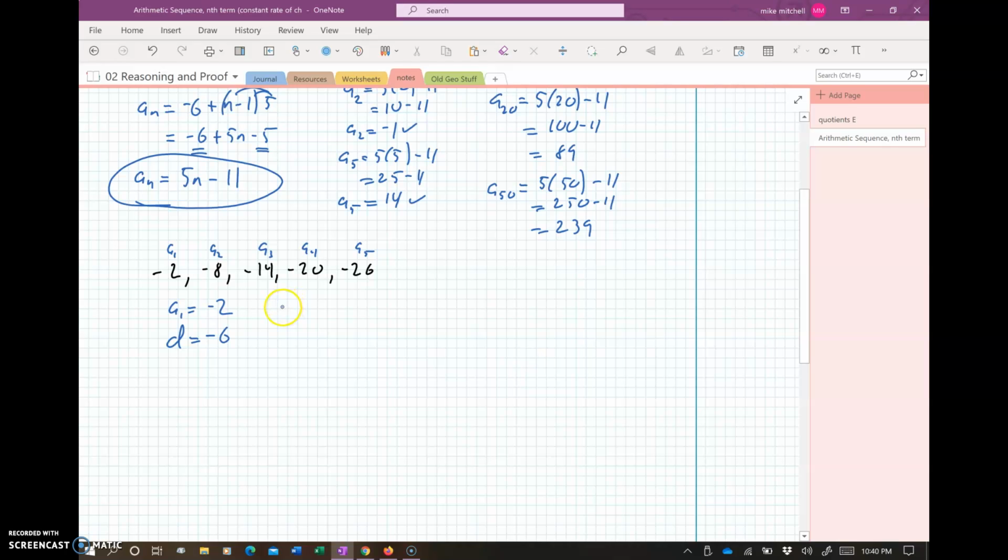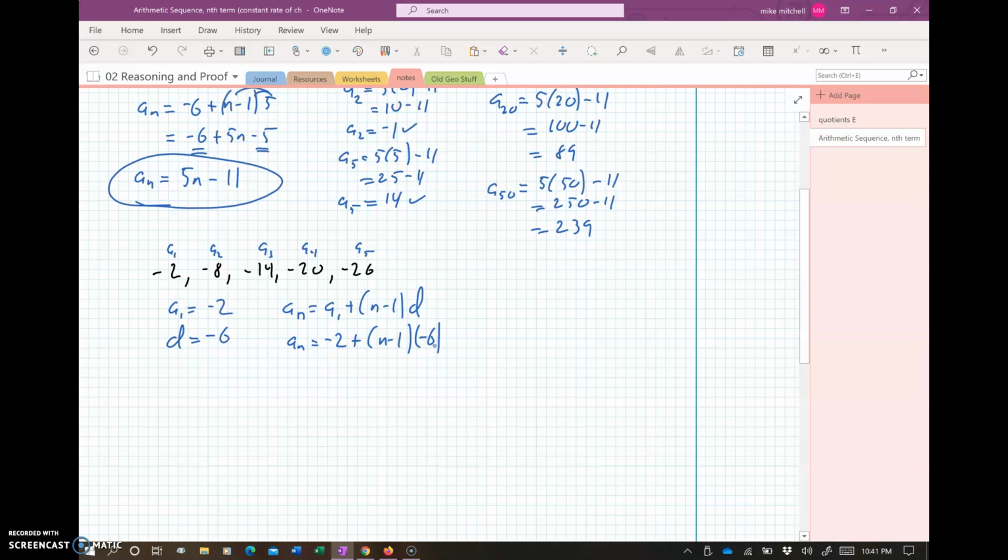I'm going to plug it into my formula. A1, whoops, not A1. A sub n equals A1 plus n minus 1 times d. So that's going to give me A sub n equals -2 plus n minus 1 times -6.